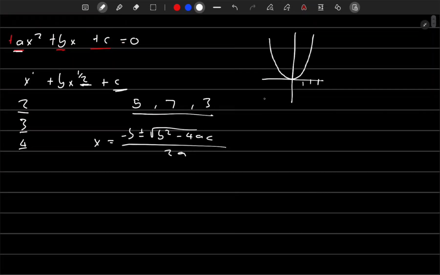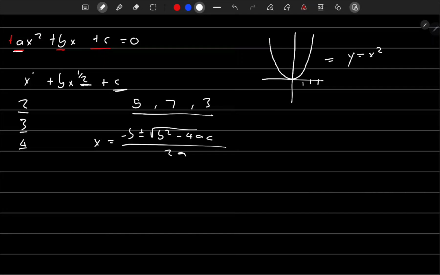However, I do want to point out something on this graph, which is that this graph here is the graph of y equals x squared. This is when x does not have any a, it does not have any b, it does not have any c, it doesn't have any of that. It's just y equals x squared.